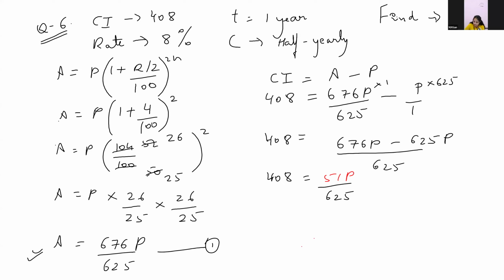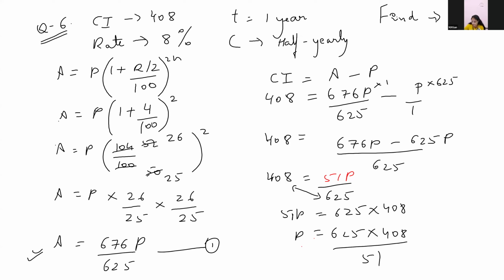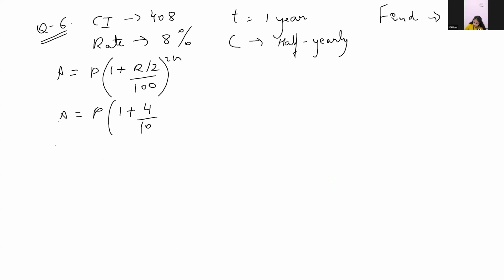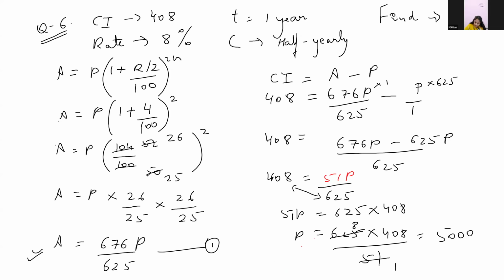Okay. So now you can cross multiply this and this. Okay, so we can write it like this. 51T equals to 625 into 408. So T equals to 625 into 408 divided by 51. Okay, now I can cancel. 51 ones are 51, 51 eights are 408. 8 into 625 is 5,000. Okay, so my T is 5,000.